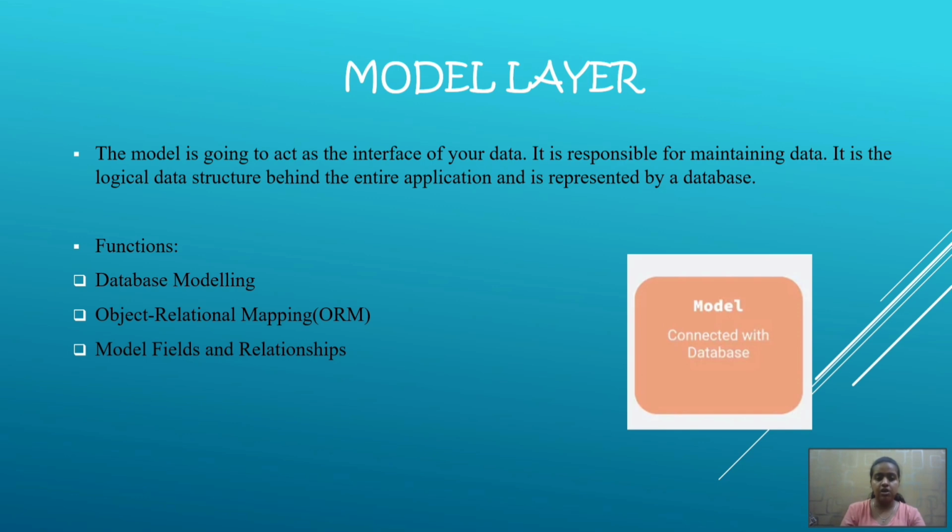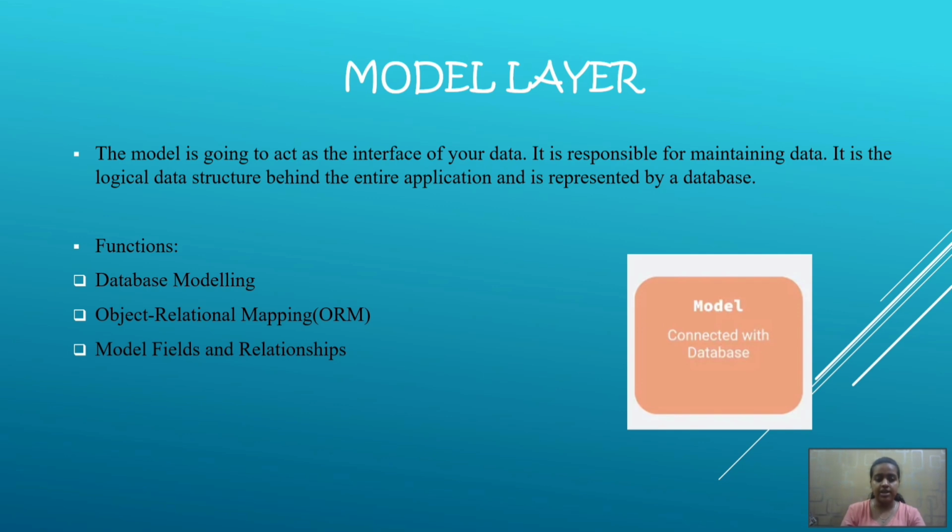Model layer. The model is going to act as the interface of your data. It is responsible for maintaining data. It is a logical data structure behind the entire application and is represented by a database. A model is a Python class. Django uses the attributes of the model class to construct a database table of a matching structure. Django's object relational mapper helps in performing CRUD operations, that is create, read, update, and delete operations in an object-oriented way instead of invoking SQL queries.